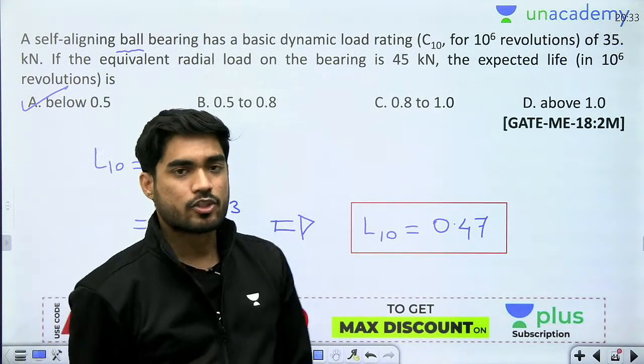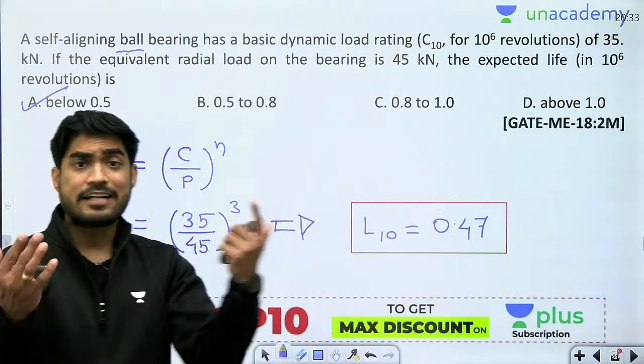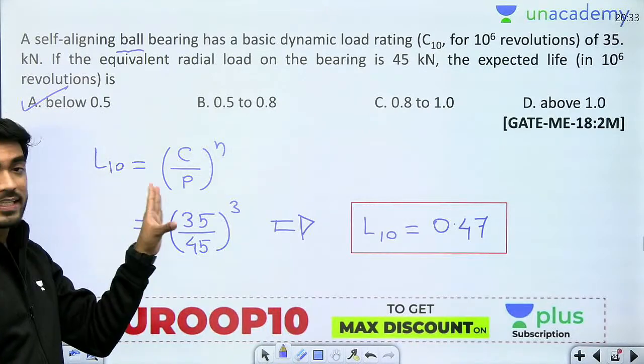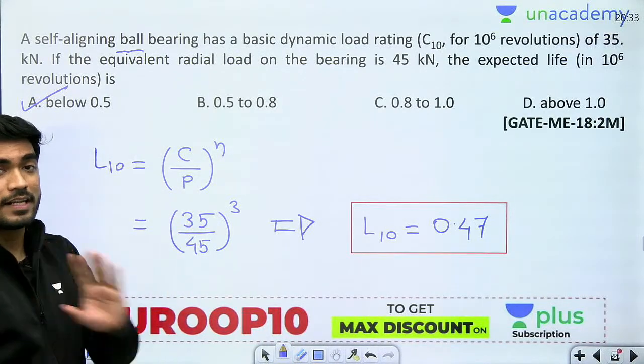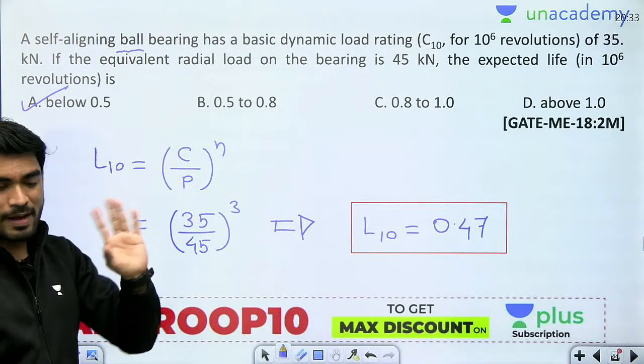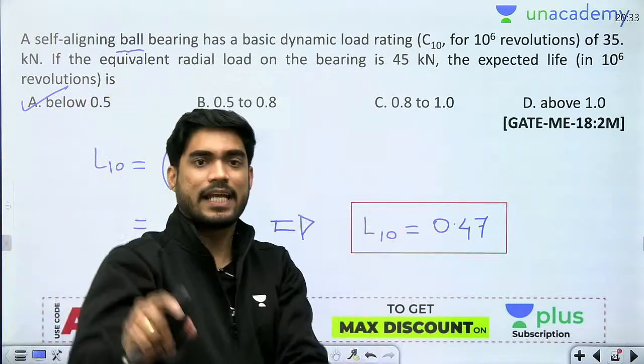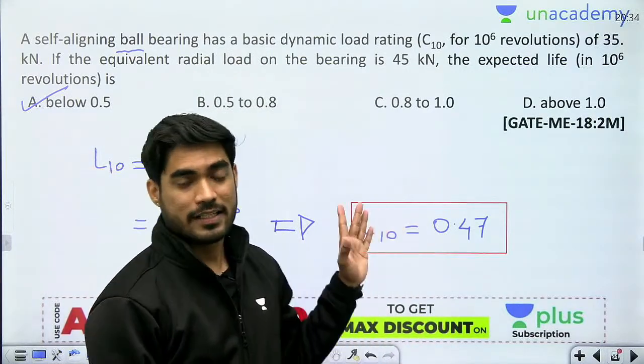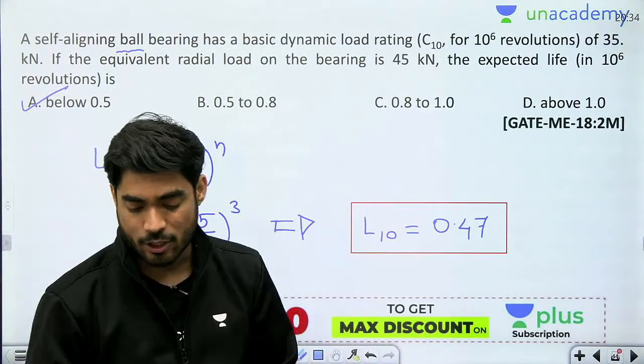Very good. Excellent. So, beta, GATE 2018 का 2 marks का question. Can you believe that this is the equation you need to use? No need of anything else. L10 equals C by P whole to the power n. This is the only equation all the numericals of GATE till now will be solved by this. ये सिंगल इक्वेशन है, इसी से सारे न्यूमेरिकल सॉल्व करने वाले.